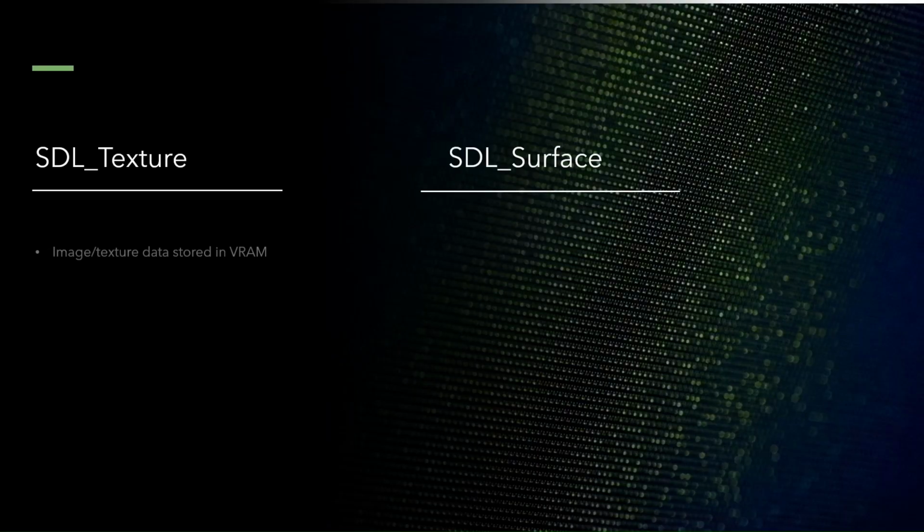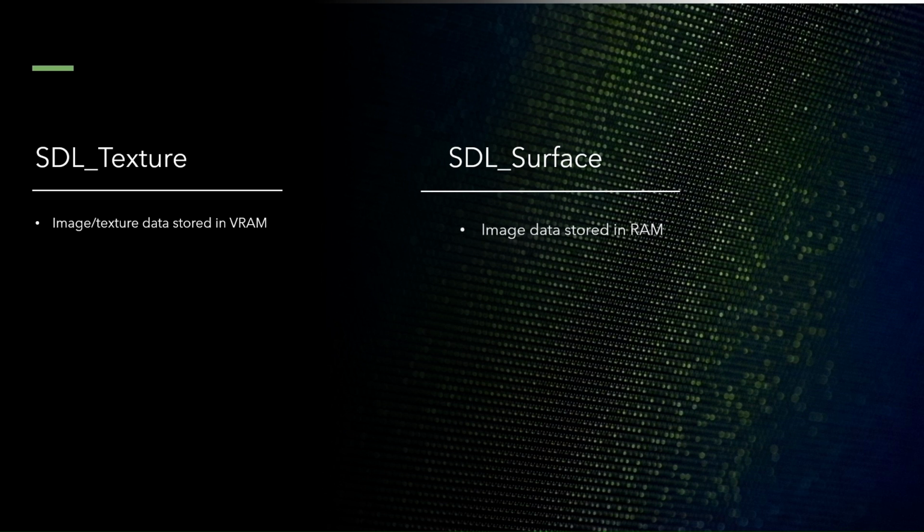What then is the difference between a texture and a surface? Now, textures have their data stored in video RAM or the GPU. Surfaces, on the other hand, have their data stored in RAM. Now, because textures have their data stored in the GPU, we can use hardware acceleration here. With surfaces, we cannot use hardware acceleration. Remember, surfaces use the CPU.